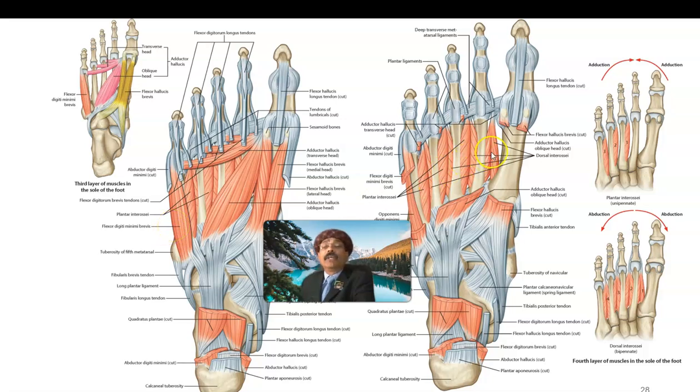Fourth layer, we have the interossei muscles, which take origin from the metatarsal bone. We have dorsal interossei muscle. We also have plantar interossei muscle. And we are looking here at the quadratus plantae. This is a second layer muscle. Here, abduction and adduction take place, the axis goes through the second toe. Plantar interossei are usually 3. Dorsal interossei are 4.